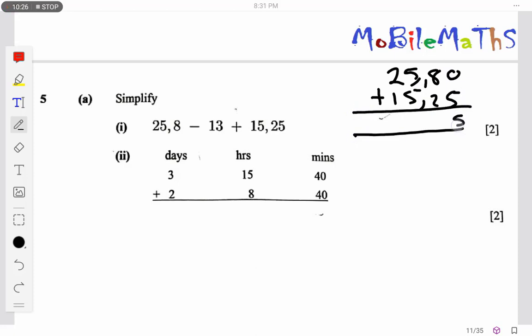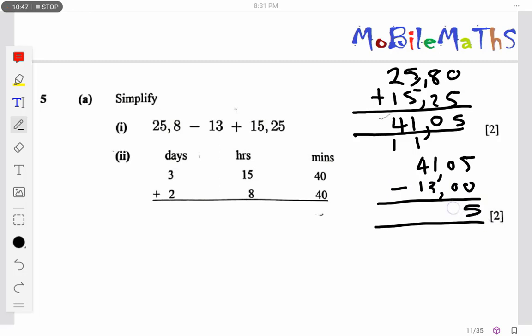Adding, I have 5. Here I have a 10. Then I have 10 plus 1, that's an 11. Carry 1, 2 plus 1 plus 1, that's a 41. So we now have 41.05. Then we subtract the 13. Subtracting 13.00, I'll get 5, 0 like that. Then 11 minus 3, I'll get 8. Then here I have 2. So you find out the answer for this question is going to be 28.05.